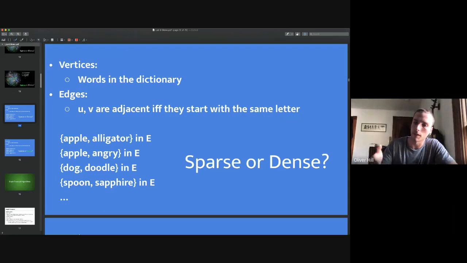So, sorry, I'm just looking at the chat. If the degree of a node is O or theta of V, then the graph will be dense. Or if the average degree is O or theta of V, then it'll be dense. But if the number of connections in the entire graph is O of V squared, then it's dense. Yeah.